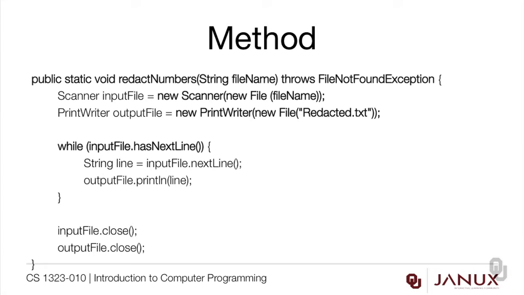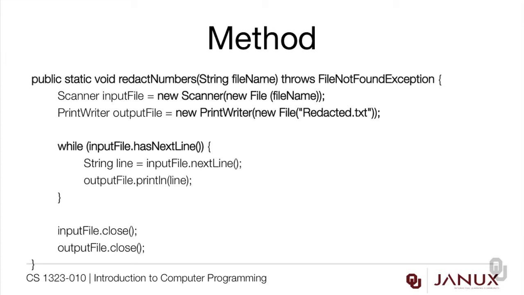So, let's take a look at a program that reads in one file and writes it out to another file. So we have public static void redactNumbers. I've called it that because that's what it's eventually going to be. And we're taking a String fileName and throwing a FileNotFoundException. So the first thing we do is open a scanner for the input file, and then we open a PrintWriter for the output file. So notice the output file I've put redacted.txt because that's what it's going to be eventually.